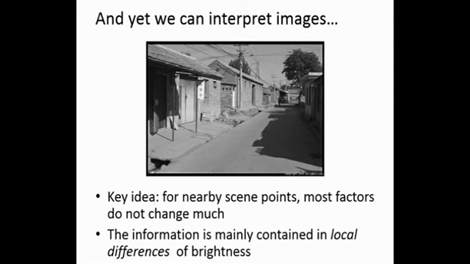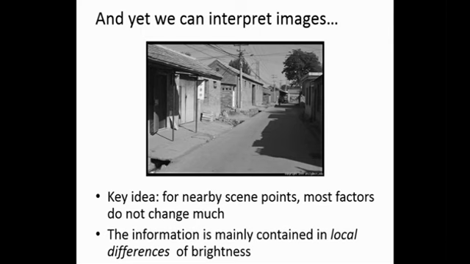You've got the same light sources, the same objects nearby, the same materials, and so the only change might be due to, say, surface orientation. Or if you're at the boundary of an object, the change might be due to the material of a different object. So the information in the image is not really contained in the overall intensities of the image, but in the local differences of brightness. That's what tells us about the scene.